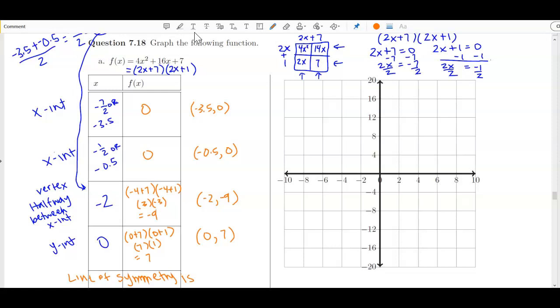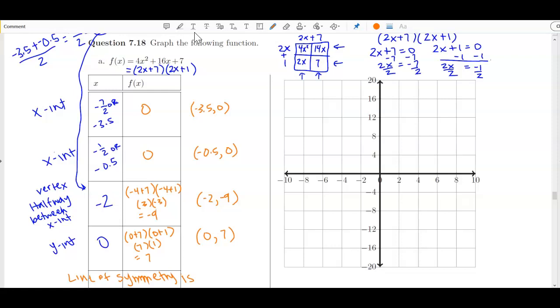I did 2 times -2, which is -4, plus my 7. And then I put my -2 in the other parenthesis in place of x, so 2 times -2 is -4 plus 1. So I can combine those like terms and then multiply those together. I get -9. And that's the same thing I did to find the y-intercept. 0 times anything is just 0, so 0 plus 7 in my first parenthesis, and then 0 plus 1 in my second parenthesis. And then just multiply those together.